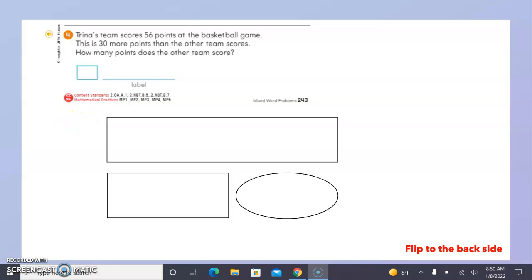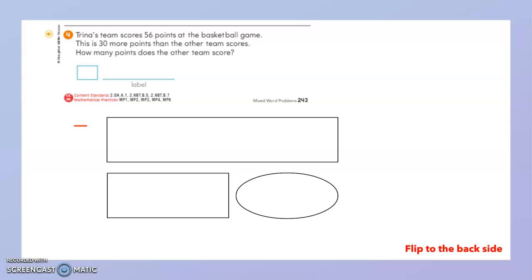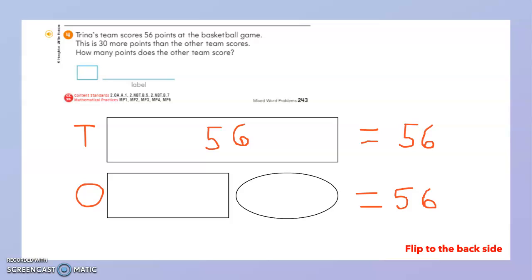Yep, Trina's team does, so we're going to put Trina's team on the top. T for Trina's team, and we're going to put O for the other team. We're also going to put our equal signs out to the side here. What I'm doing on the board, you should be doing in your workbook. Very good. All right, Trina's team scores how many? 56. Let's plug it in. We know we can put our 56s out to the side then as well. Great, what other information do we know?